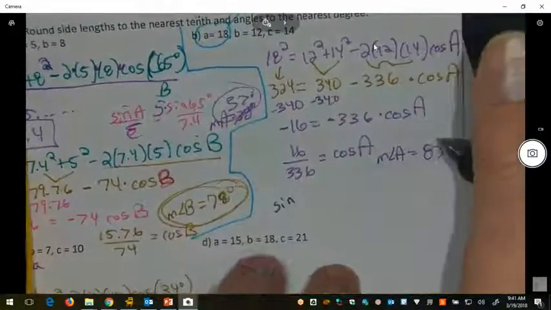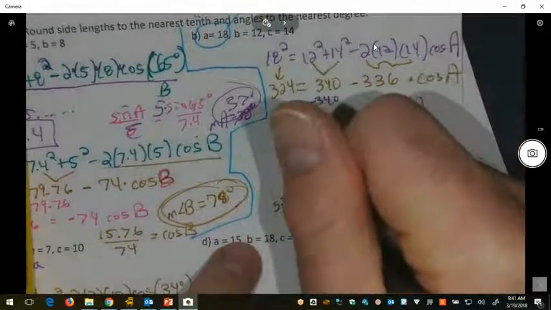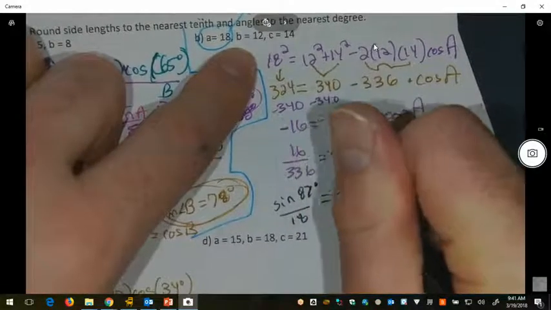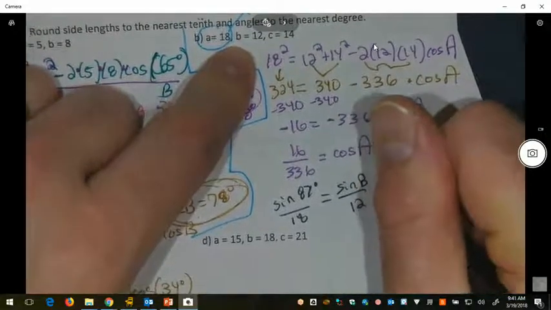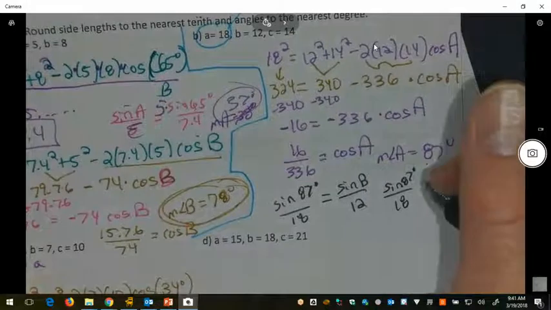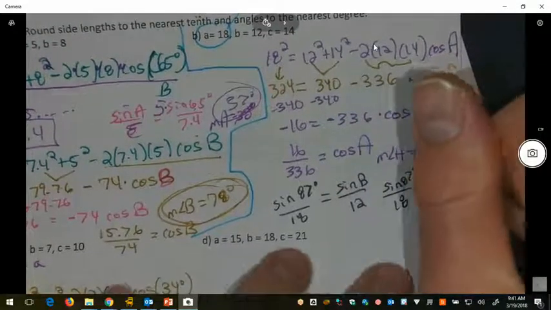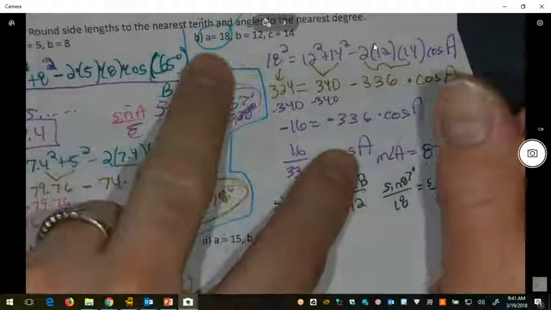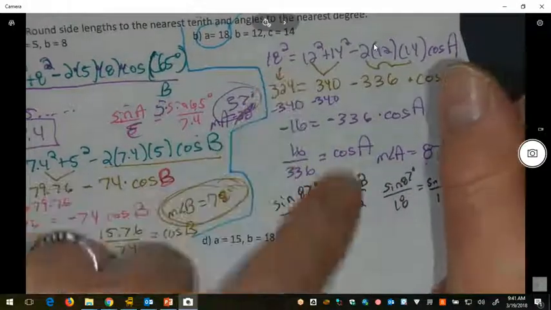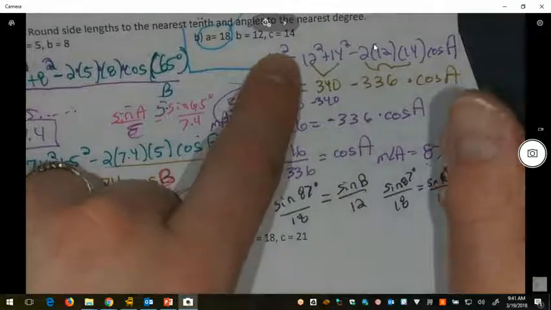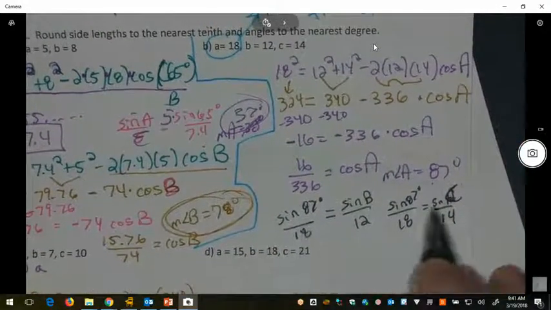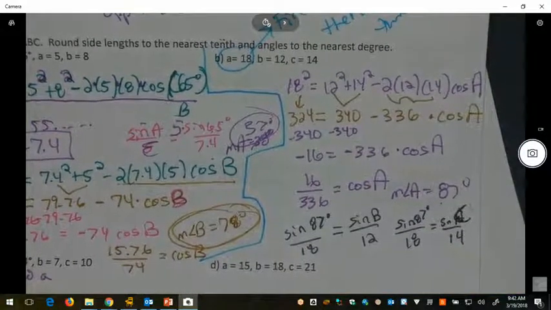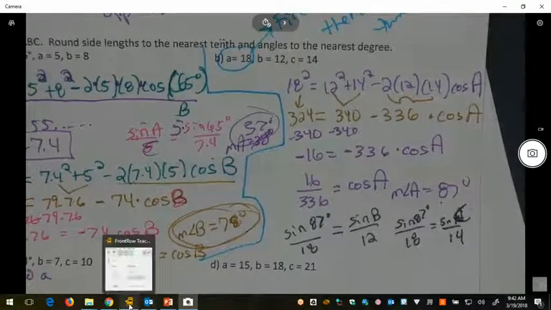If I'm not as concerned about it being as accurate, I can do sine of 87 degrees that I just found over side A, which is 18, equals sine of B over 12, and equals sine of C over 14, since we're finding angle C. So now I can cross multiply and solve those to get angles B and C. Go ahead and work on that to see if you can get B and C correct using law of sines. Or if you want, you could try it with law of cosines.